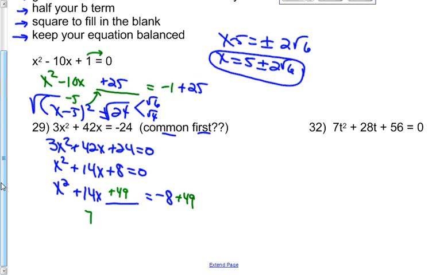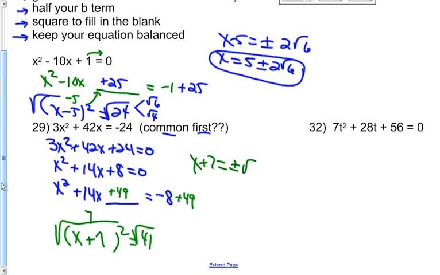right. Now I can write my quantity using that half the b term, x plus 7 squared equals, and then negative 8 plus 49, 41. Now we're ready to square root both sides. We're left with x plus 7 equals plus and minus the square root of 41, and then x equals negative 7 plus and minus the square root of 41.